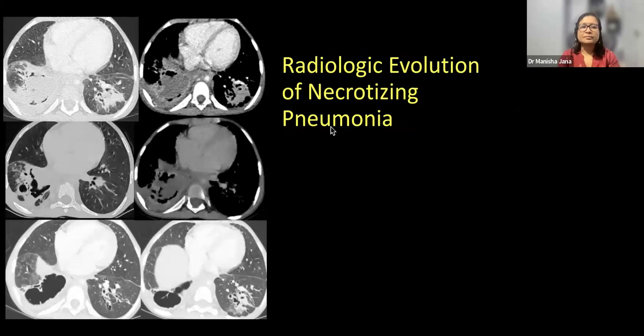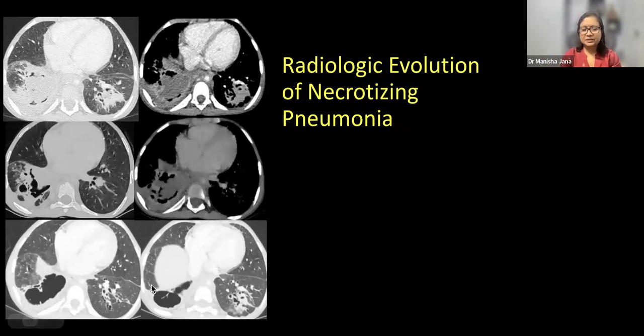Now, about bacterial pneumonia and other infectious causes of consolidation. We all know about necrotizing pneumonia. Necrotizing pneumonia is usually a type of lobar pneumonia, big in size, and the center part of it gets necrosed and sloughed off.